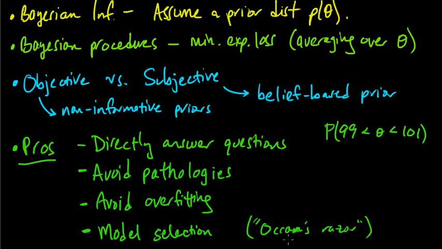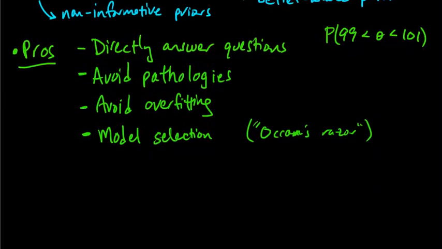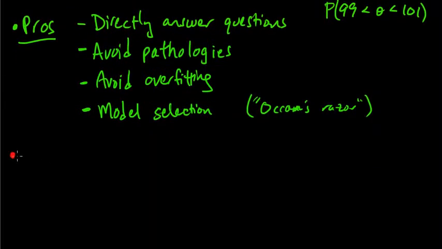So it's sort of an automatic Occam's razor. Those are some pros. Now, what are some cons? There must be some cons, and of course there are. Cons? Well, first of all, the most obvious one is that we have to assume a prior.